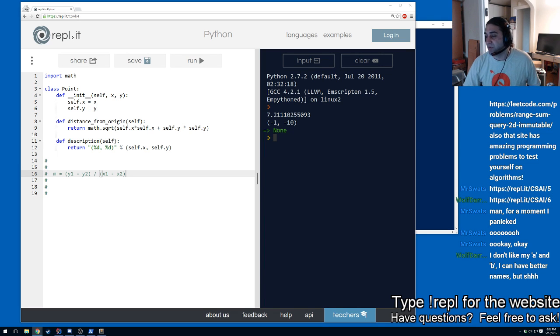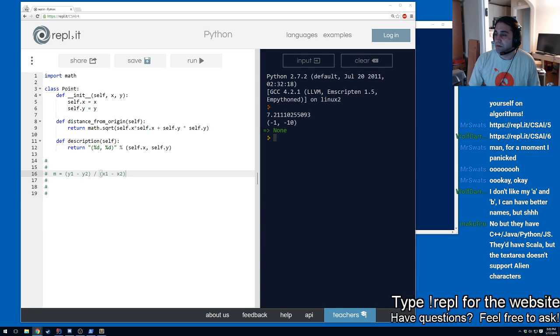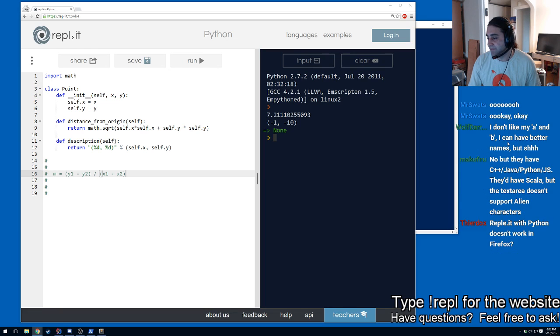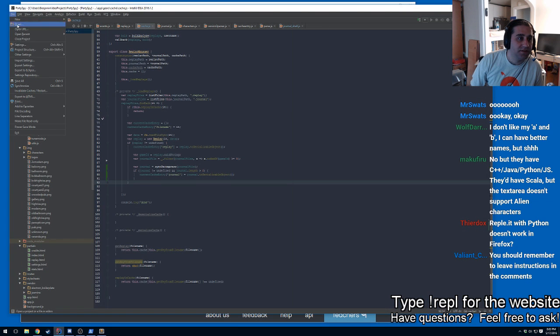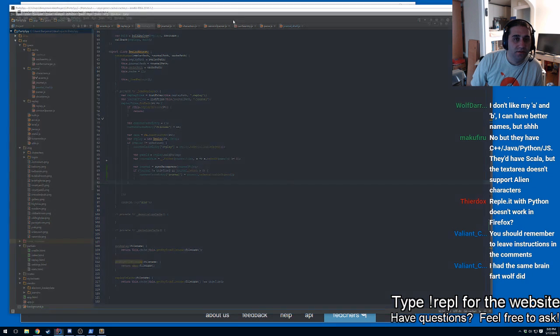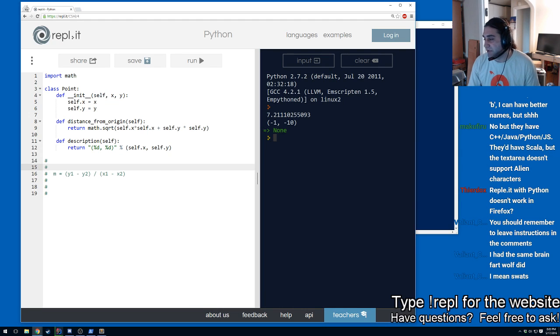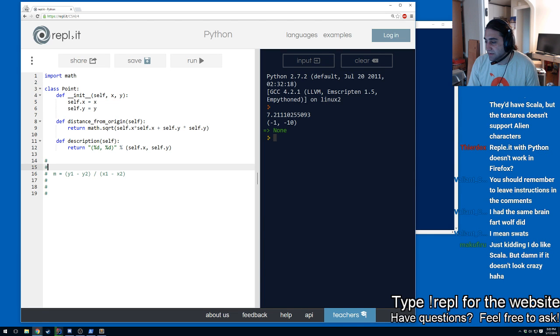Whatever, Wolf. It's fine. What's in a name? What? You don't need alien characters for Scala? Oh, that's JavaScript. Just kidding. Oh, you're right, Valiant. You're right. I should leave instructions in the comments. Alright, enough of that. Yeah, no worries. Yep, that was my bad. Alright, so REPL doesn't work in Firefox. Well, that's not good. I'm testing that right now. Oh, cool. Yeah, oh, I know. Scala code looks crazy.